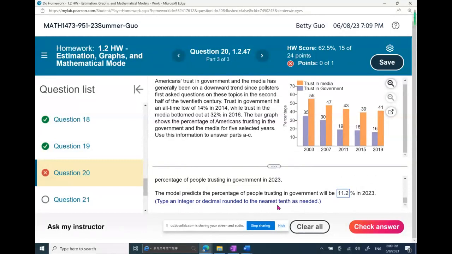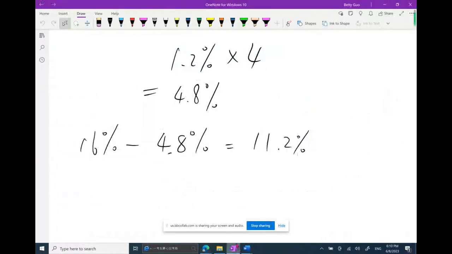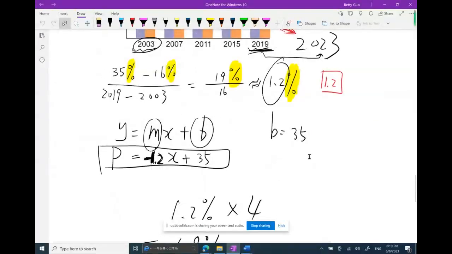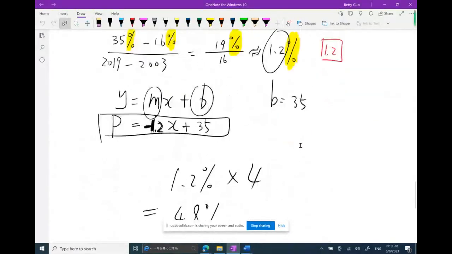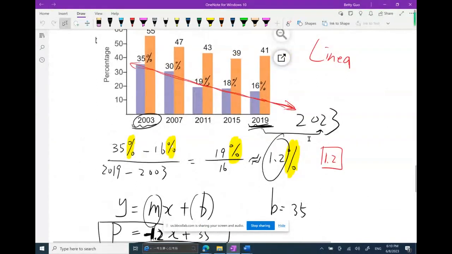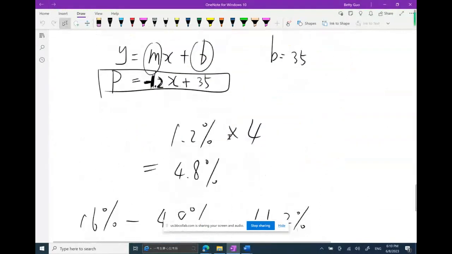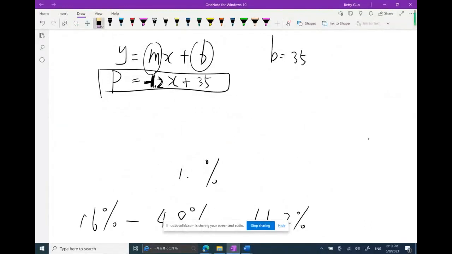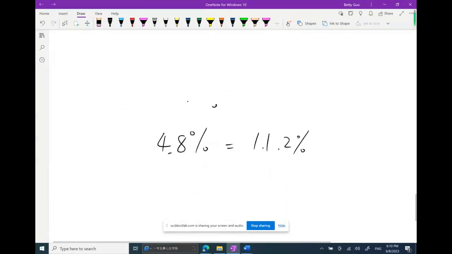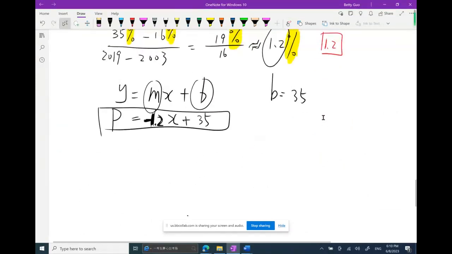The model predicts the percentage of people trusting government. So we're going to do this instead. From 2003 to 2023, that is 20 years. Okay, I got it. Instead of using 2019, we have to start from the initial year. We're going to use this model.